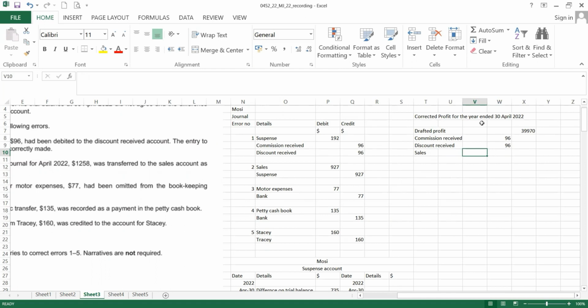Here decrease, here increase. Okay, so take notes, 927. And then motor expenses also debit, so also would decrease. And then after that, this one no effect. So this is all the transaction. So let's put in the transaction.